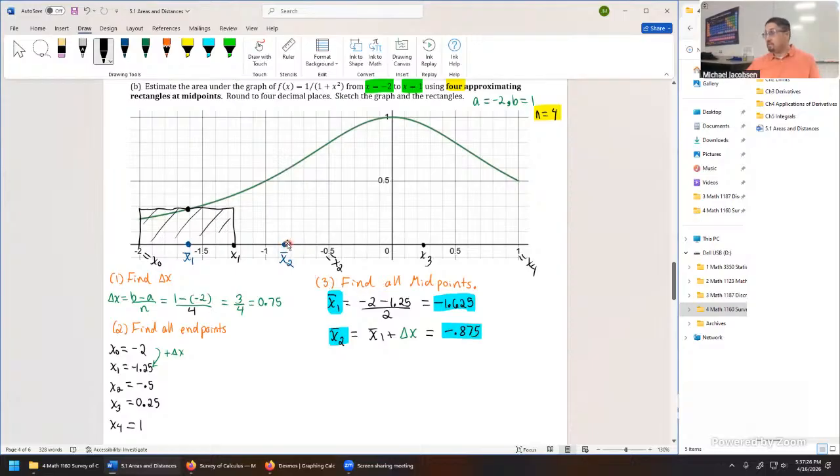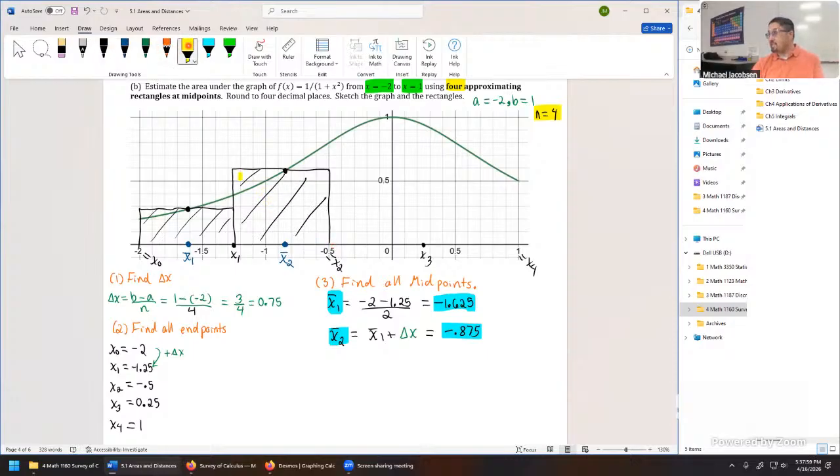Once you have x bar 2, it determines the height of the next rectangle. Go vertically above, throw a point on the curve for the function in green. And we go up through here. Dang it, let me try again on that. Go up through here. And again, notice the rectangle goes between the actual endpoints, x1, x2. And here's our next approximating rectangle.